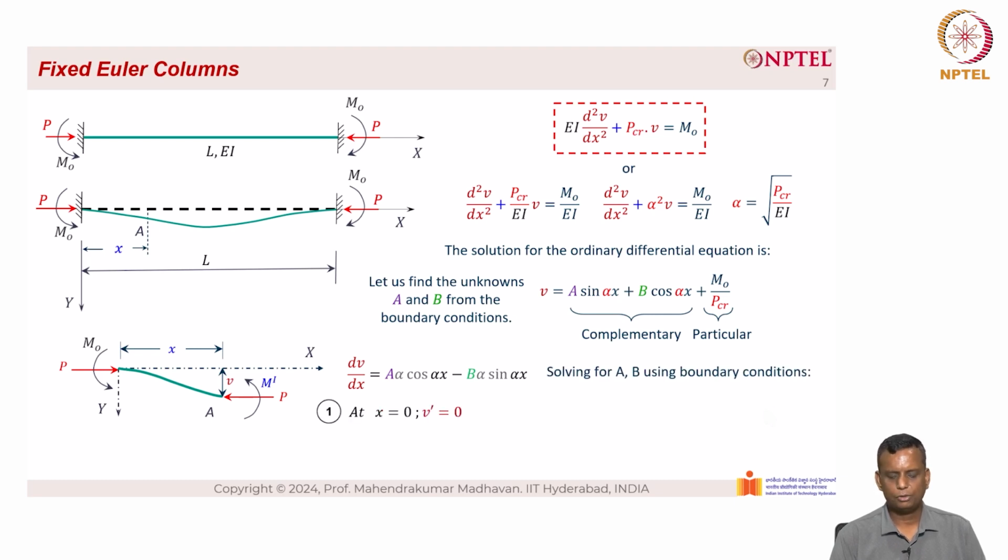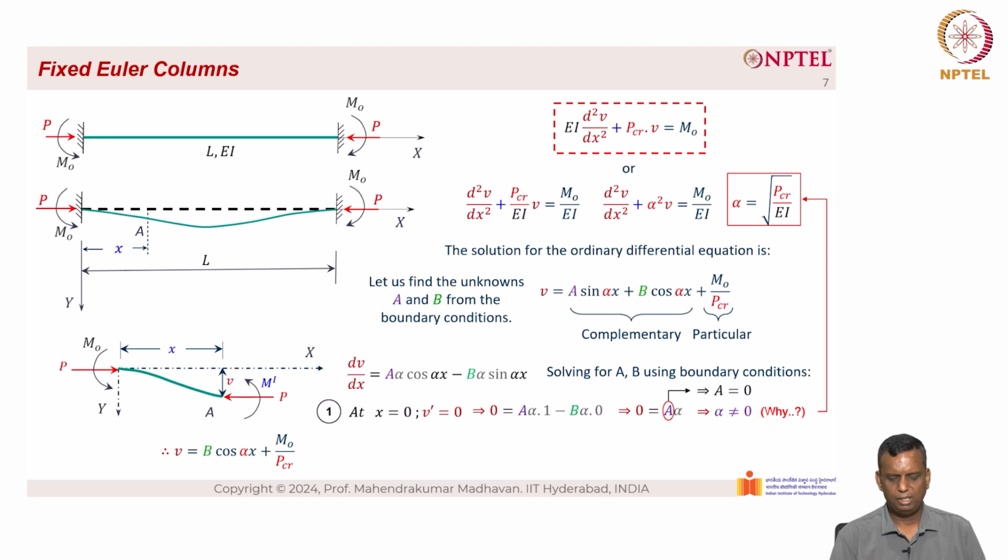We know that at x equal to 0, v dash equal to 0 because the slope is 0 at the fixed end. So when we substitute this value, 0 equal to a into alpha into 1. So cos 0 is 1, so that becomes 1, minus b alpha into sin 0 is 0, that becomes 0, which indicates 0 equal to a alpha. Here, alpha cannot be 0 because alpha is a function of the p critical. So alpha cannot be 0. If alpha equal to 0, it becomes a trivial solution. So in this case, a should be 0. So which means that v equal to b cos alpha x plus m naught by p critical.